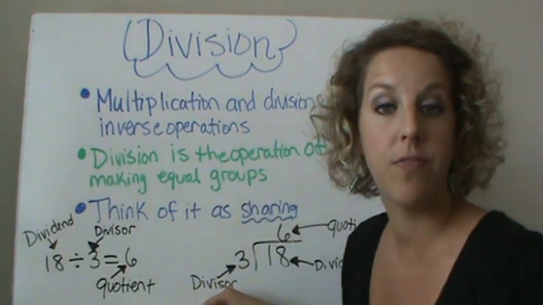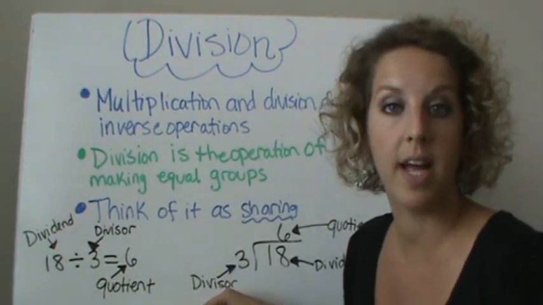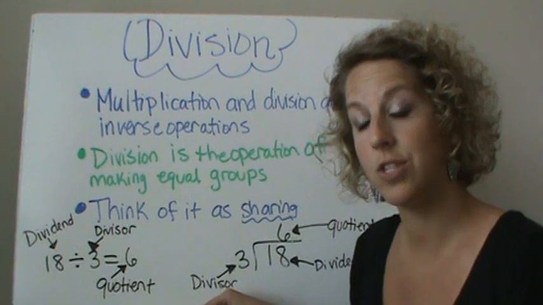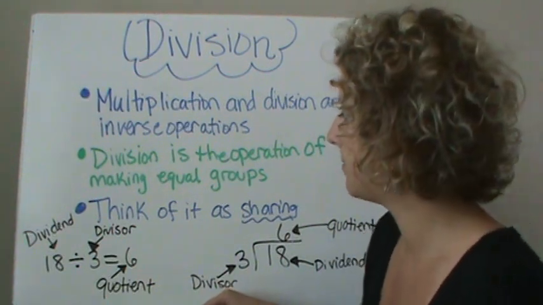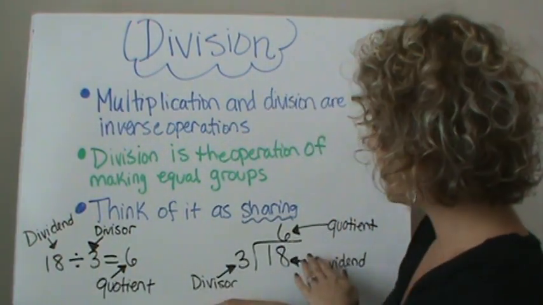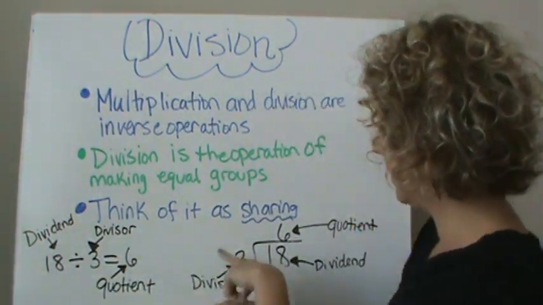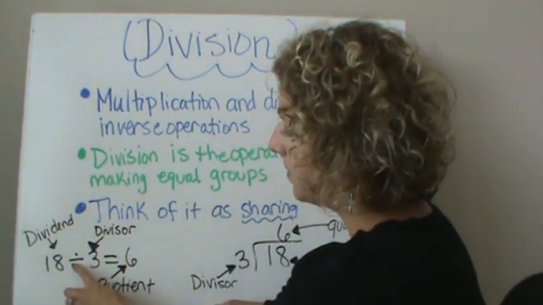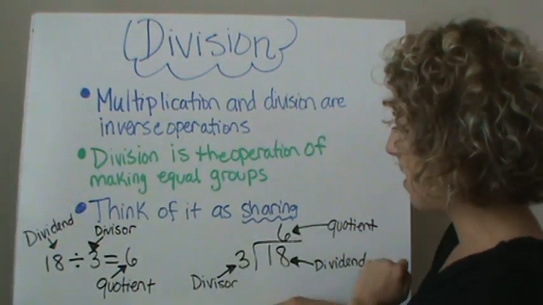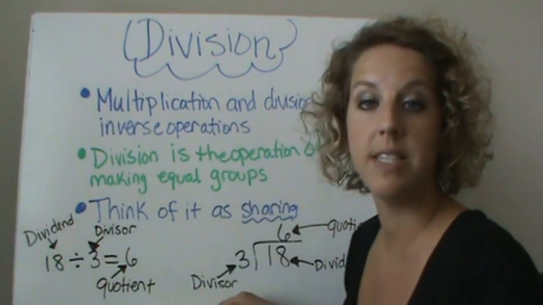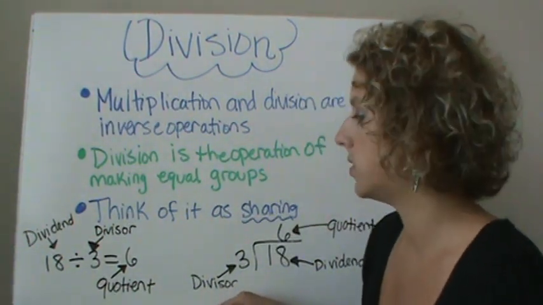If you're sharing food or toys with a friend, you want it to be fair, so you want to have an equal amount. Each of you wants to have an equal amount. If you see division problems, you might see it two different ways. You might see the line with the dot on top and the dot on the bottom. You might see the little house. So let's look and see what each of these numbers is called.